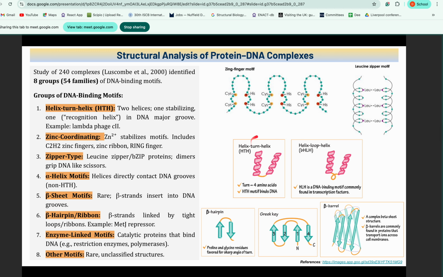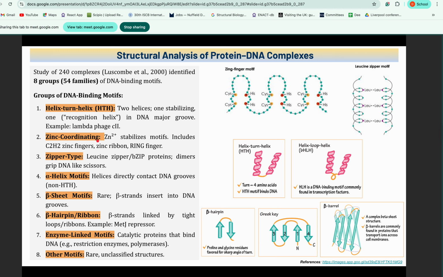So now these motifs are present in the proteins, and now we are talking about protein DNA complexes. In this particular motif, one of the helices is responsible for stabilizing the structure, and another one is the recognition helix, which will recognize the DNA strand and bind to it, and then bring about the protein DNA interaction. Generally it binds to the major groove of DNA, and one example of this type of motif is lambda Faj C2. In this lambda Faj C2, the motif which is observed is this HTH motif.